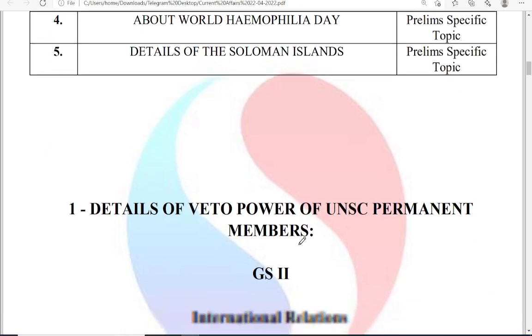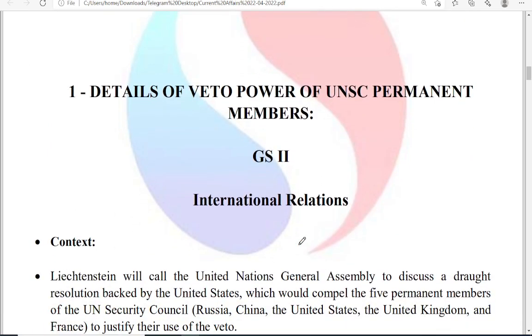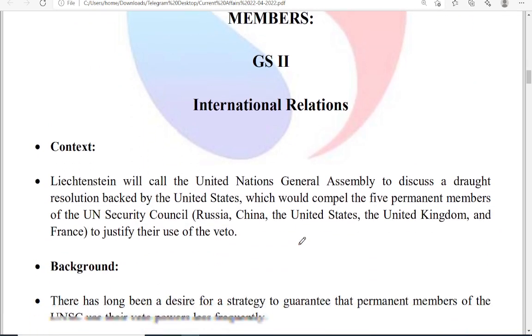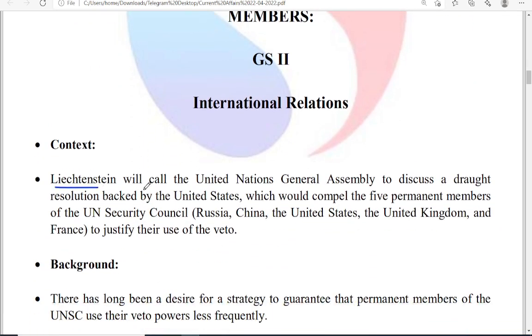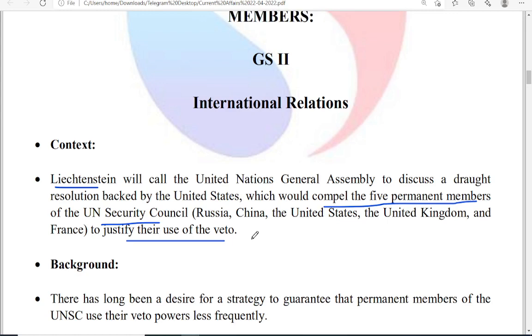Let us start the first topic of the day, that is the details of veto power of United Nations Security Council permanent members. If you see the context, this country, Liechtenstein, is calling the United Nations General Assembly to discuss the resolution backed by the USA, which is compelling the five permanent members of United Nations Security Council to justify their usage of veto. That means there are several debates going on against the veto power of these five permanent members. They are nothing but US, UK, Russia, China and France.